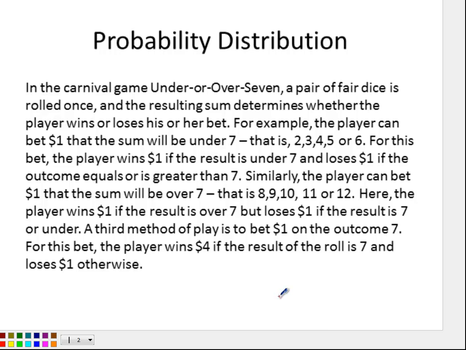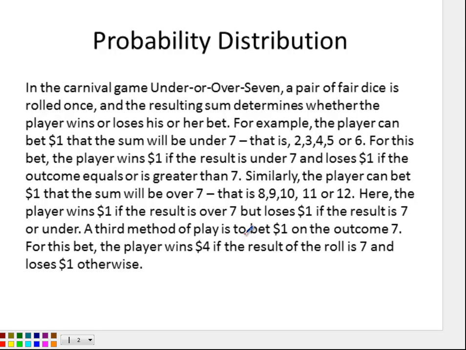For example, the player can bet $1 that the sum will be under 7, that is 2, 3, 4, 5, or 6. For this bet, the player wins $1 if the result is under 7 and loses $1 if the outcome equals or is greater than 7.